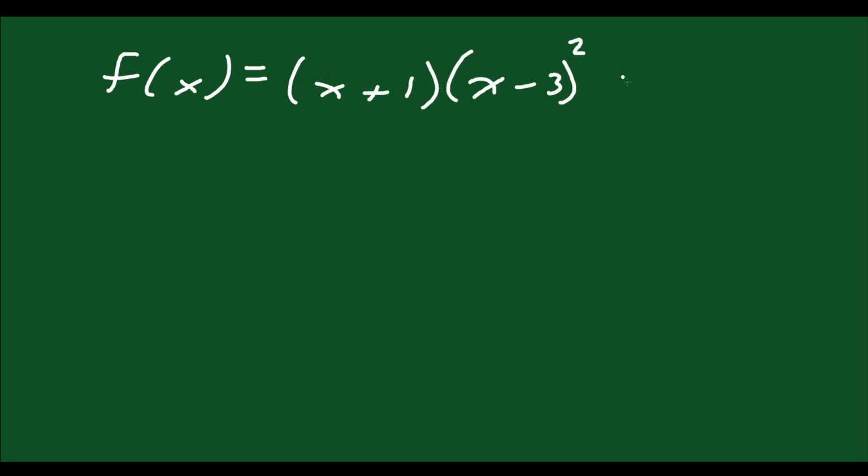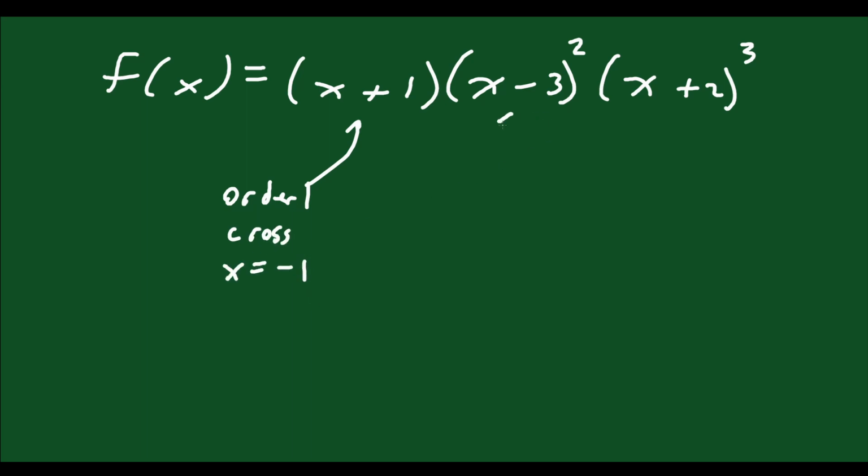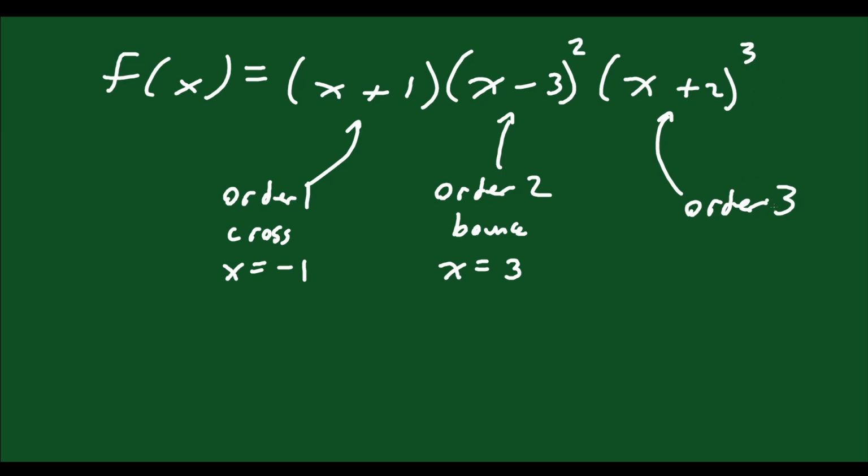And for this one, we'll have a couple different orders. So we'll do f of x equals x plus 1, x minus 3 squared, x plus 2 cubed. So for this one here, you can see there's an order of 1, so it's going to cross, and that's at x equals -1. Here, you have an order of 2, meaning it's going to bounce, because that's an even number, and that's at x equals 3. And then here, you have an order of 3, so that's an odd number, so it's going to cross, and it's at x equals -2.